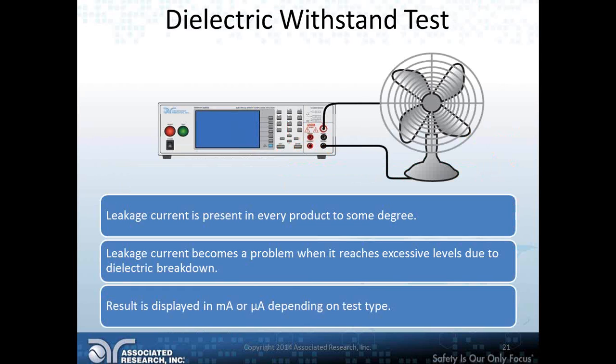Some other considerations for the HIPOT tests are that the leakage current, again, is present in every product to some degree. This leakage current does become a problem when it reaches excessive levels due to dielectric breakdown. Dielectric, in this case, is the insulation of our product. The results of a HIPOT test are displayed in milliamps or microamps, depending on the type of test.